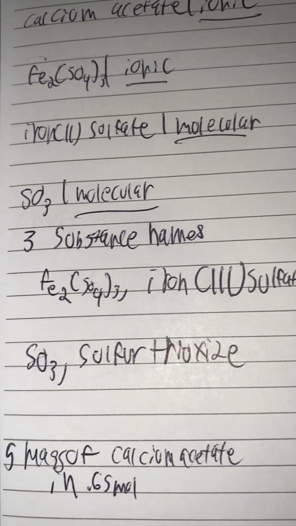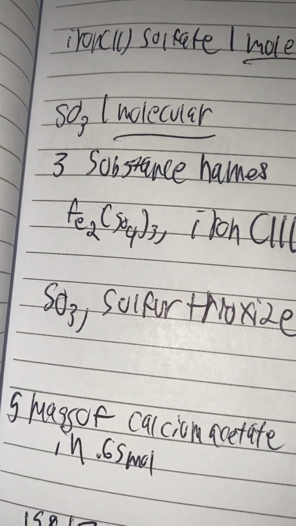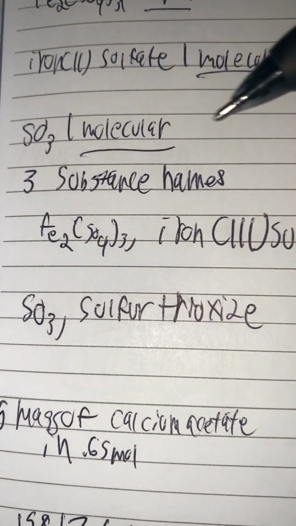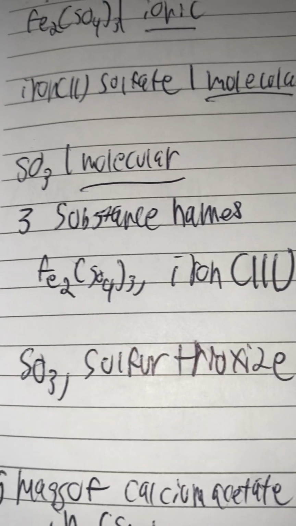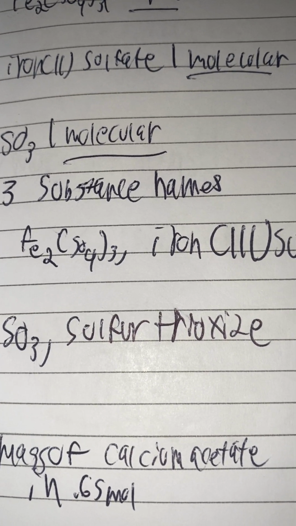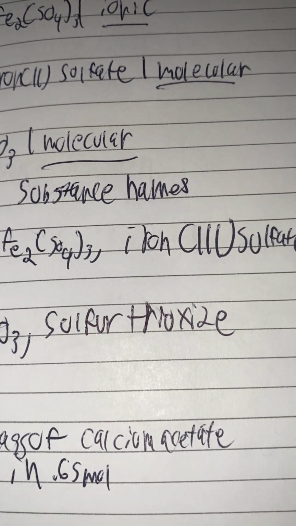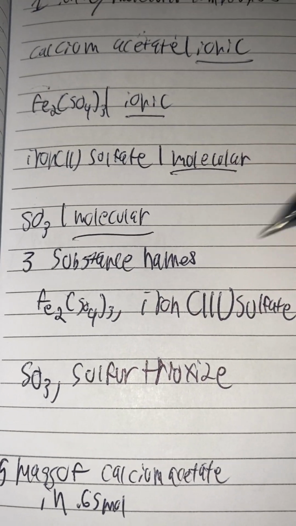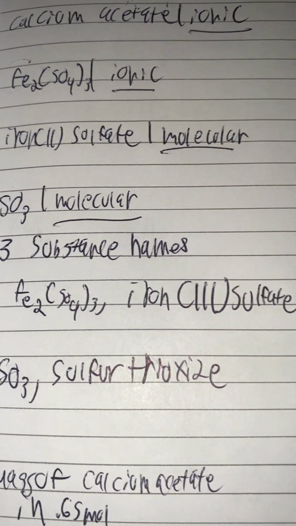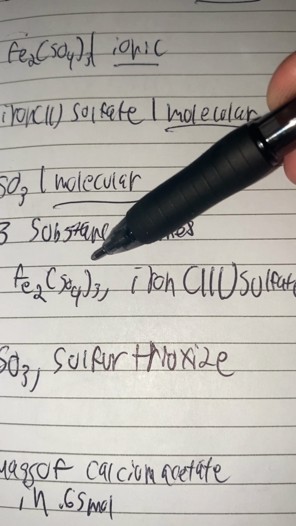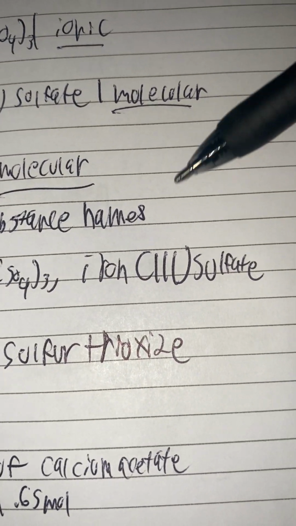Now I'm going to be moving on to substance names. Alright, yes, substance names. And it is just the names of the substances represented by the formula. So we have Fe2(SO4)3. This is going to be iron 3 sulfate.